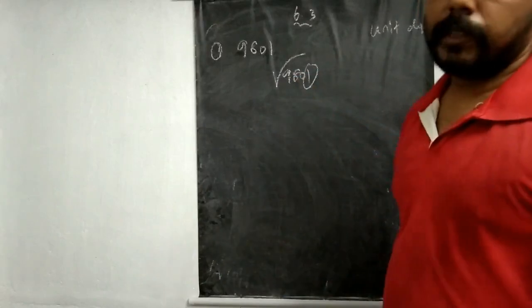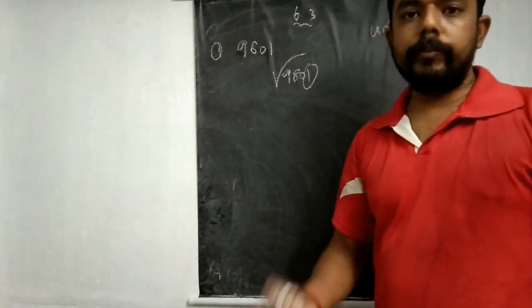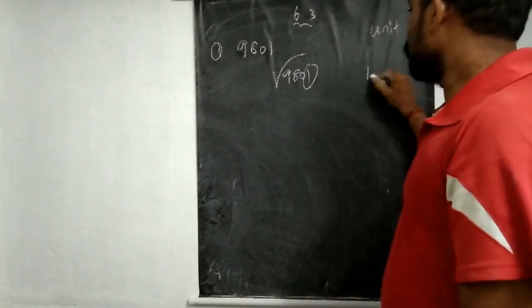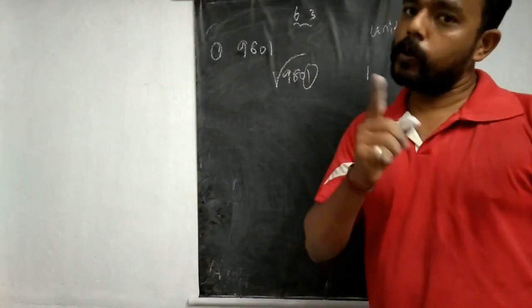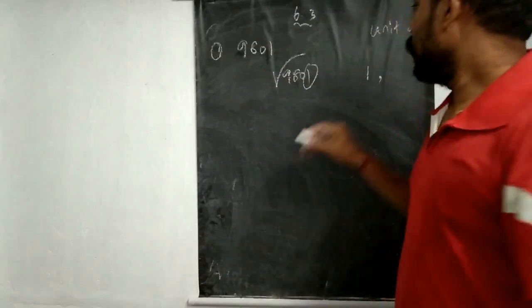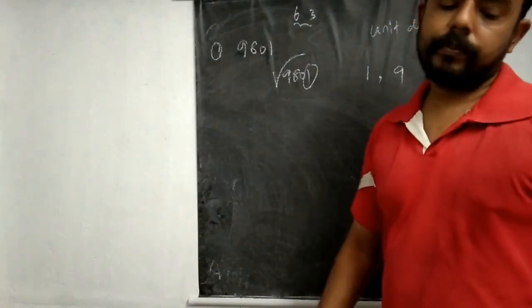Here 1 is possible, no? We already discussed: if 1 is the unit digit, 1 is possible, and 9 is also possible because 9 9s are 81 and 1 1 is 1. So 1 and 9 are the possibilities.